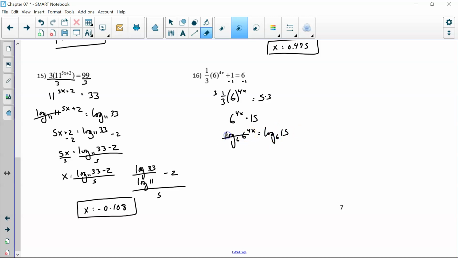Left-hand side, this log base 6 of 6 cancel. 4x equals the log base 6 of 15. Divide both sides by 4. And now the exact answer is the log base 6 of 15 all divided by 4. So to calculate that, you would do the log of 15 divided by the log of 6, hit enter, and then divide that whole thing by 4. So you're going to get an answer of about 0.378.